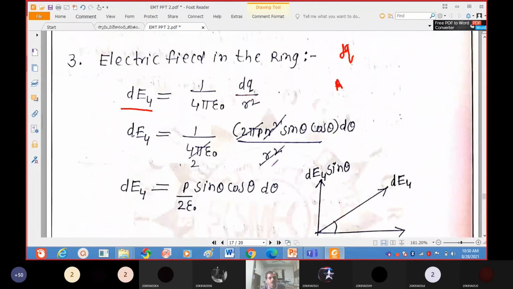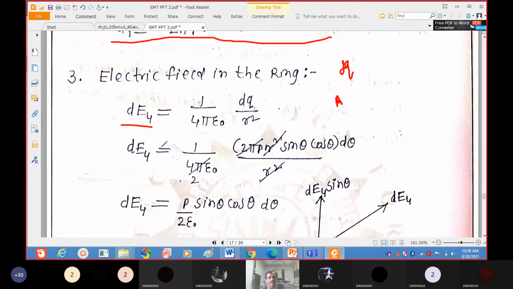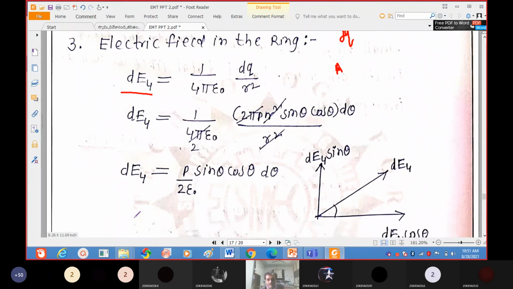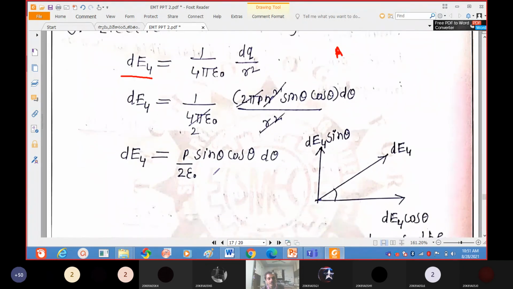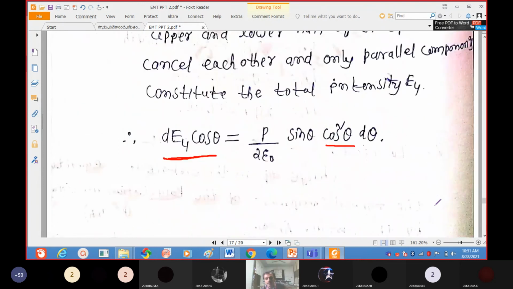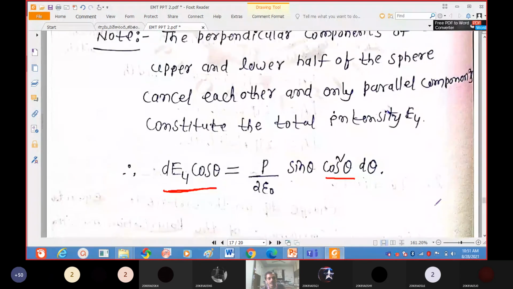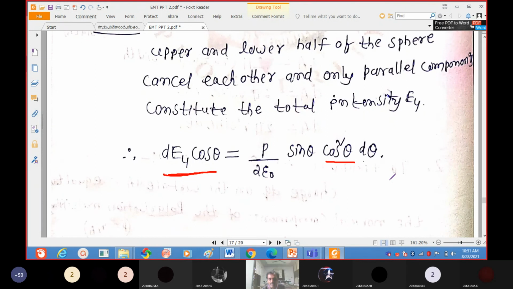Now, because of that dq charge, what is the electric field? That electric field is dE4. We can calculate the dE4 value here. dE4 equals P by 2 epsilon naught into sin theta cos theta d theta. We do not require the total dE4. The dE4 is divided into two components, one vertical and another horizontal. Vertical components are cancelled out with each other, so we need only the horizontal component, dE4 cos theta, equal to P by 2 epsilon naught into sin theta cos square theta d theta.